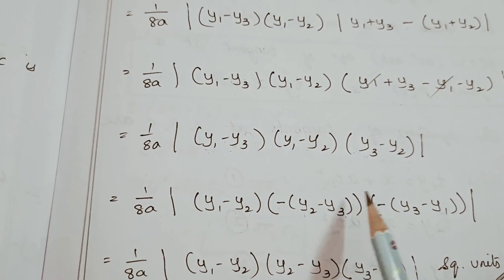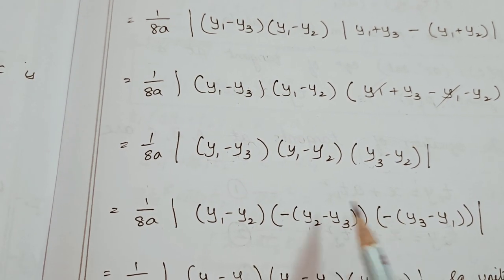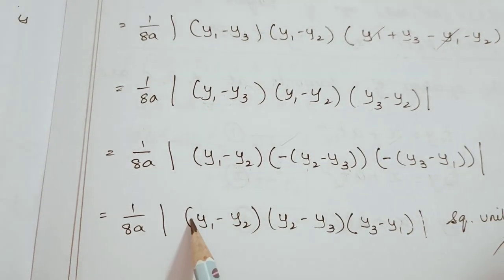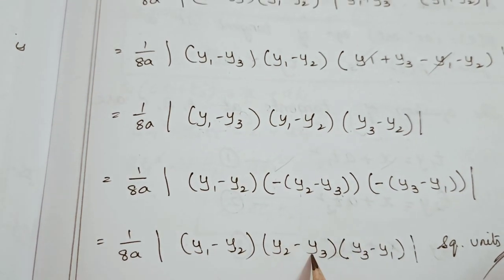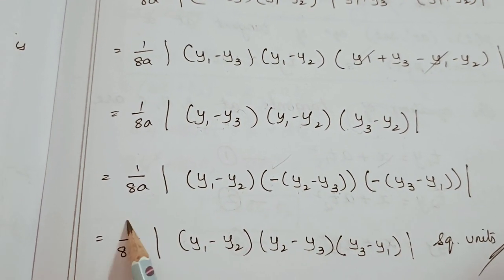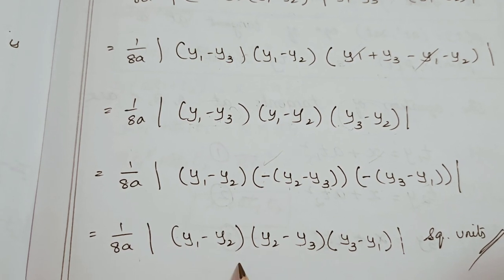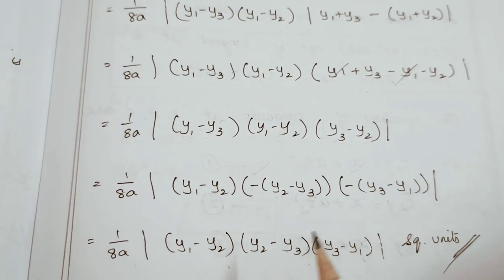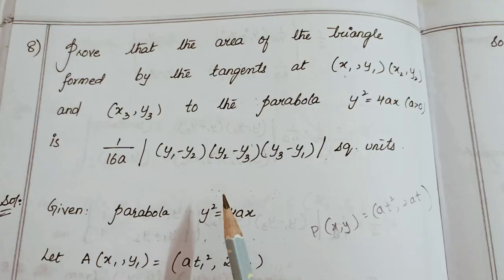Now these two will be multiplied and it will become plus. So this will go away. (y1 − y2)(y2 − y3)(y3 − y1). The area is 1/8a mod of (y1 − y2)(y2 − y3)(y3 − y1) square units. Hence proved. Next question.